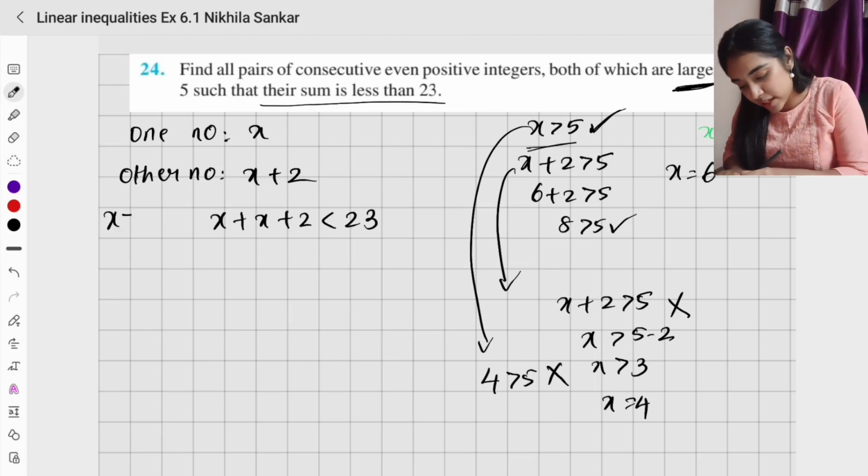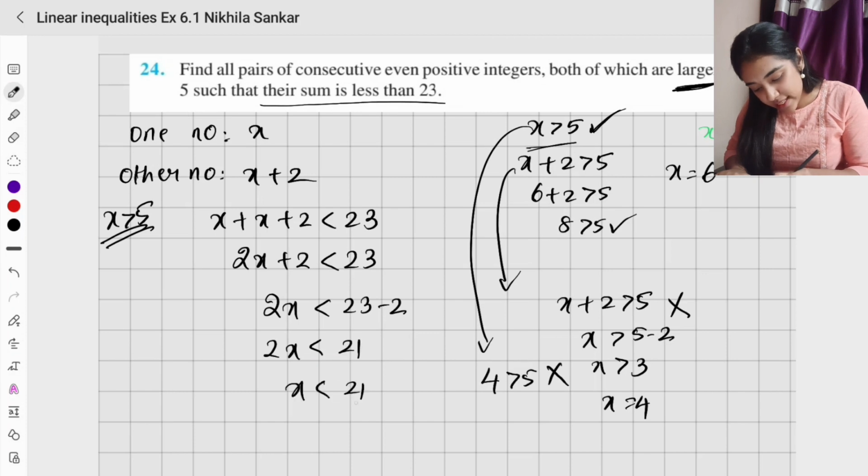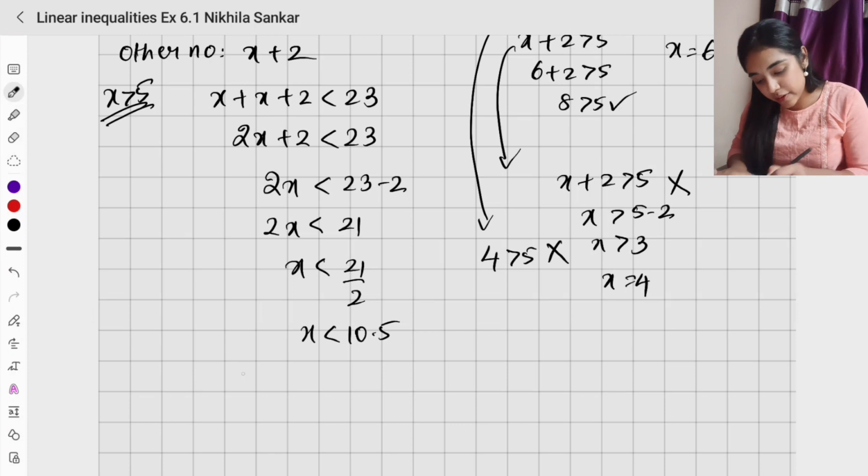So x is greater than 5. This is one equation. Now let's solve the other. 2x plus 2 less than 23, 2x less than 23 minus 2, 2x less than 21, x less than 21 divided by 2, which is 10.5. So x is less than 10.5. This is the range of x, and x is greater than 5. So I have 5 less than x less than 10.5.